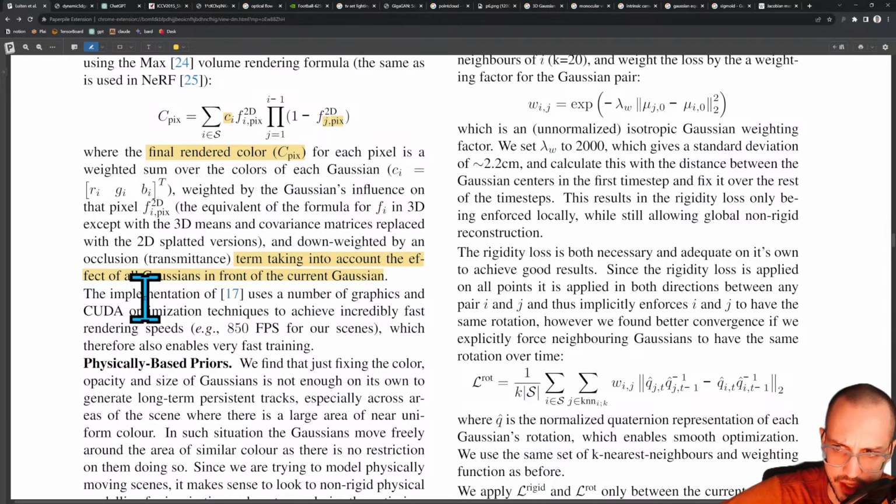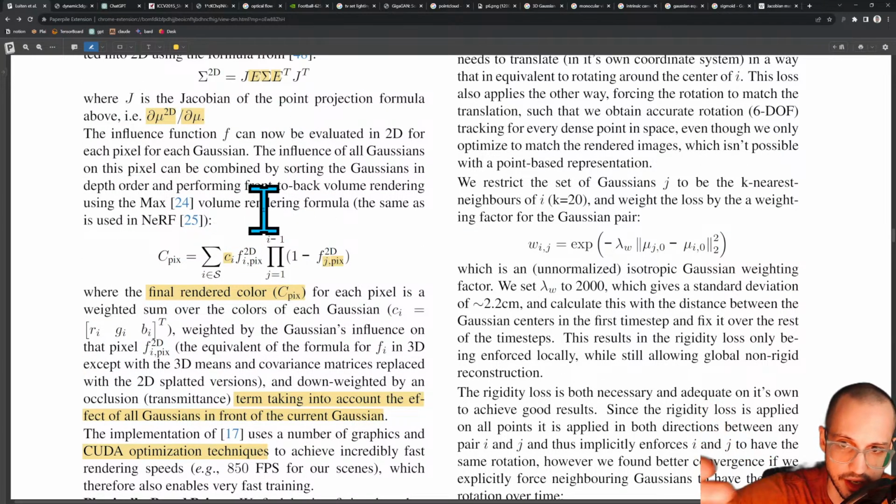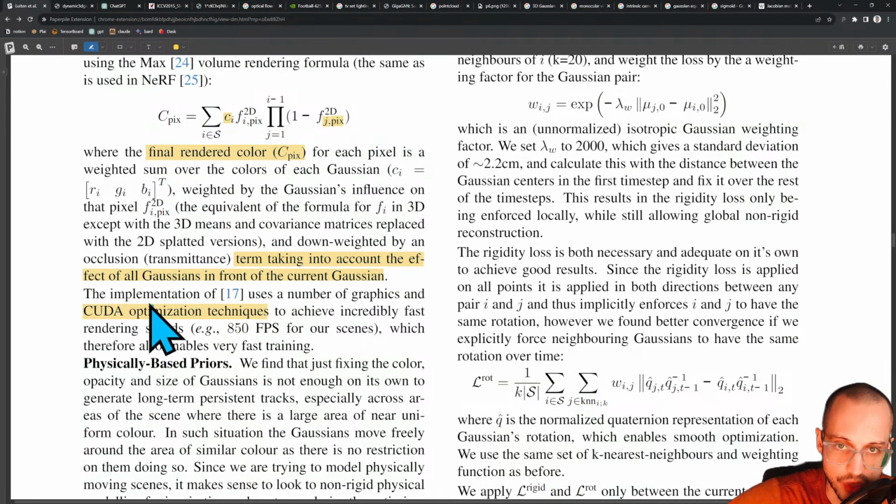So the implementation uses a number of graphics and CUDA optimization techniques. Here they're referring to the fact that this procedure, this sorting and then this influence and then this rendering, you can write as a CUDA kernel, which is the actual code that runs on your GPU, and you can write it in a way that's very optimal. The optimality of a CUDA kernel comes down to how many times you have to change what's in memory, how many times you have to go get some other tensor of numbers, bring them in and take them out and cache something.